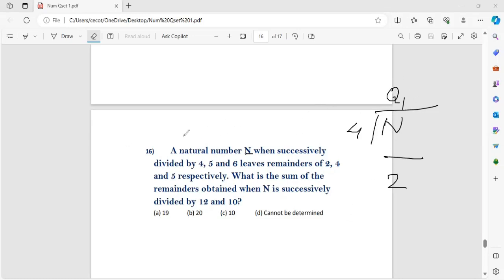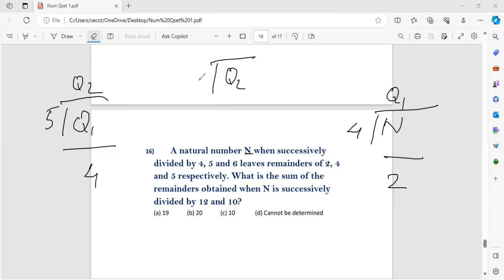That quotient q1, I'm going to write over here. Now this is divided by the next divisor, that is 5. Again you will end up with some quotient. Let's call it q2, and the remainder you get is 4. Now again one more divisor is there, that's 6. Now you will take this quotient q2 divided by 6, you will get another quotient, and the remainder obtained is 5. Clear? This is the logic of the question. Now the same number is divided by 12 and 10. What is the sum of the remainders obtained?